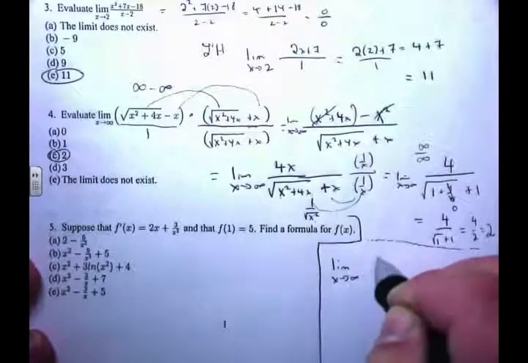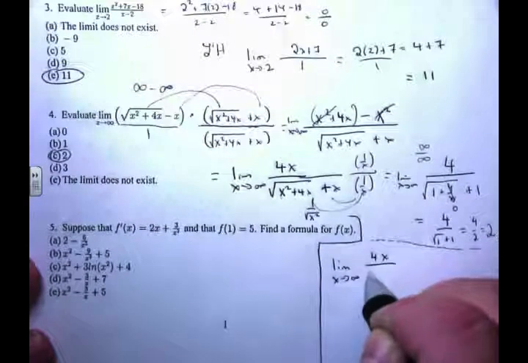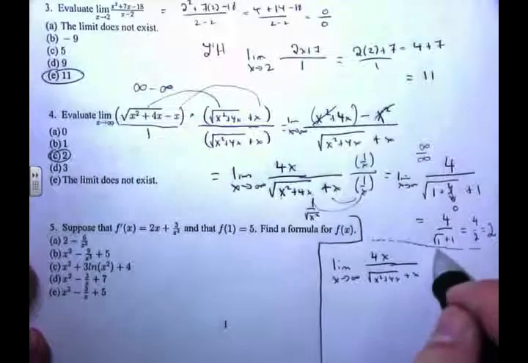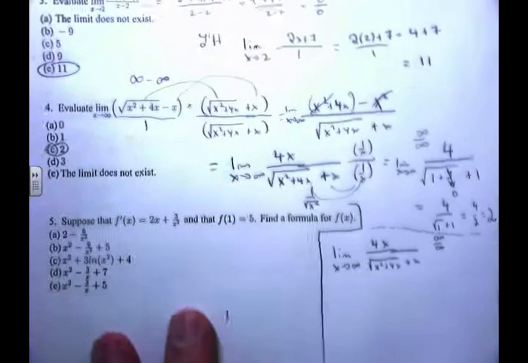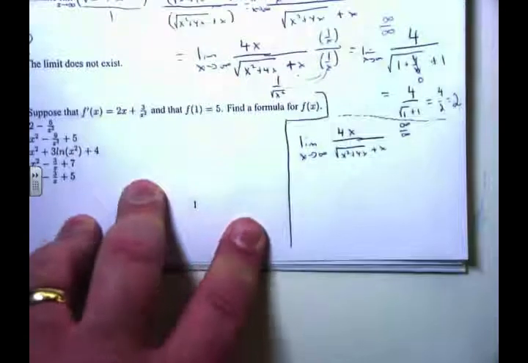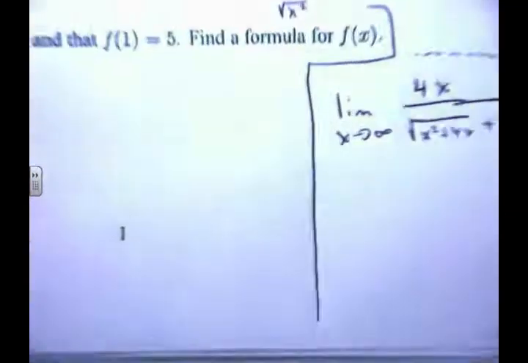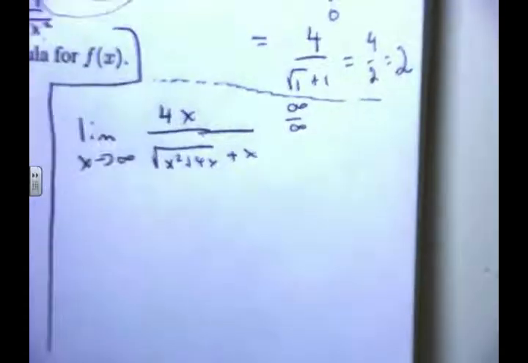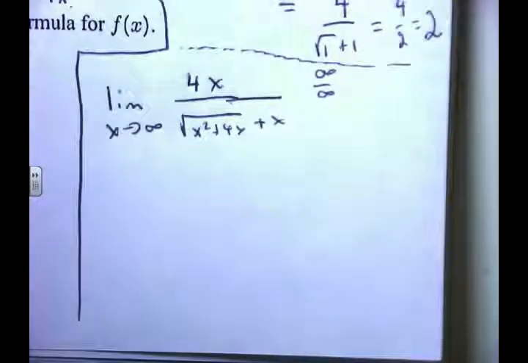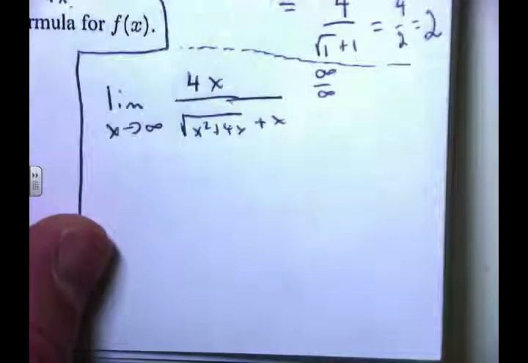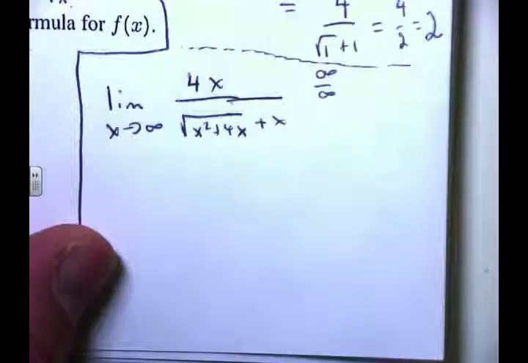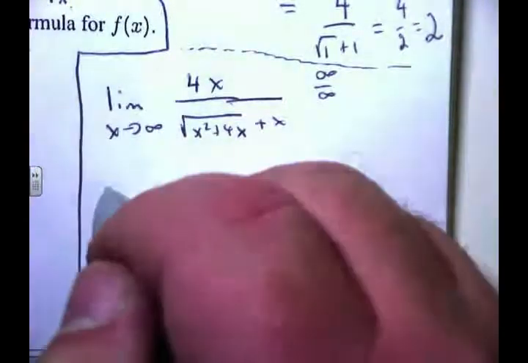Take the limit as x approaches infinity of 4x divided by the square root of x squared plus 4x, plus x. Now, when we plugged it in, we got infinity over infinity. I'm going to slide up so you guys can see this, and I'll blow it up a little bit bigger so you can see a little better what I'm trying to do here. Okay. All right, so this is my problem after I cleaned it up. You with me so far? All right, so here's the deal. I could use L'Hopital's rule, take the derivative of the numerator, and the derivative of the denominator. Let's take a look at that.